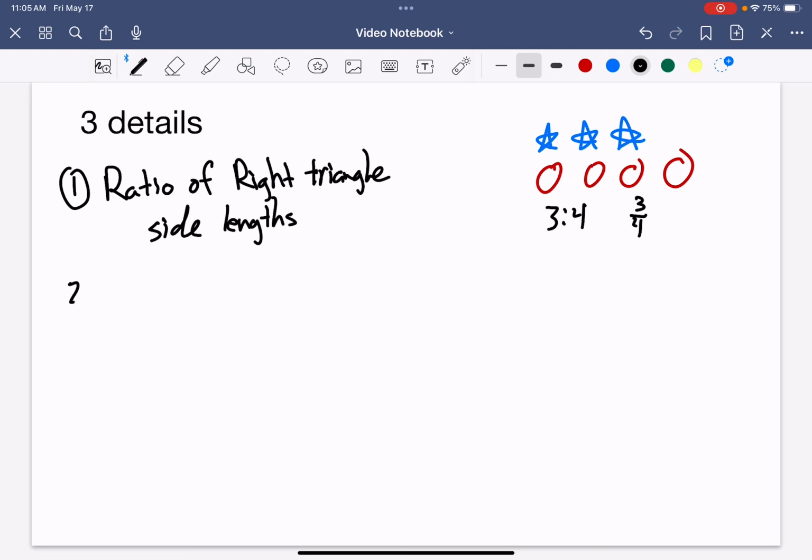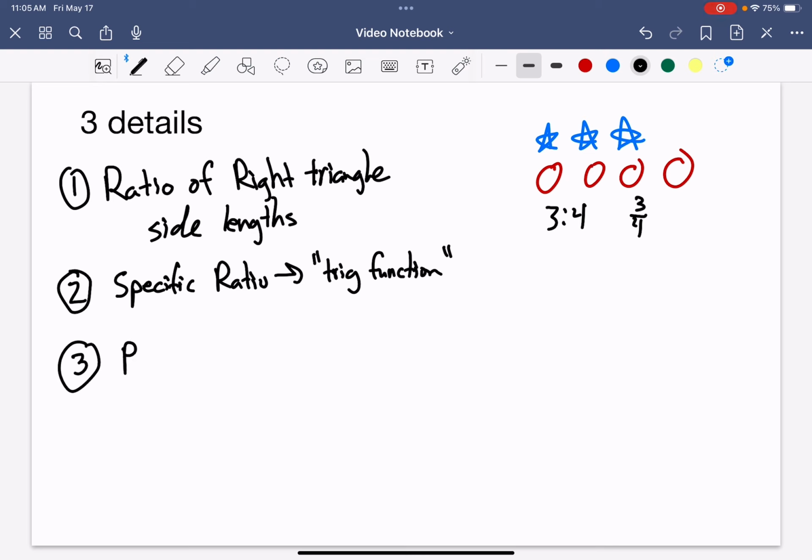Second thing is that it needs to be a specific ratio, and that is determined by the trig function you need to use. All right? And we'll get to that in a second. And then finally, it all has to do with your perspective. All right? So the perspective is a big detail.